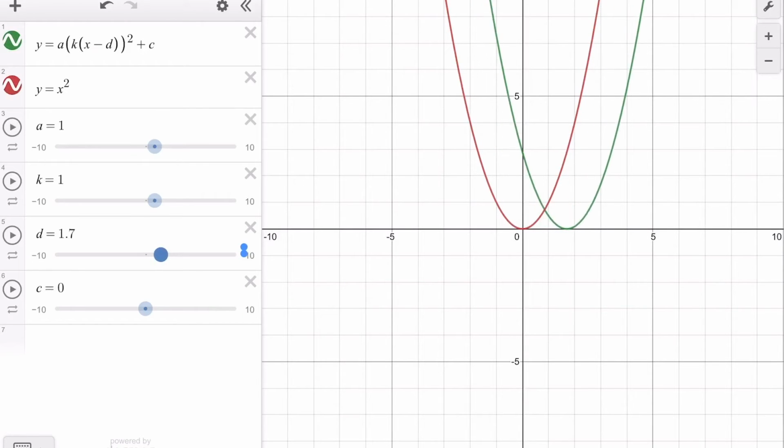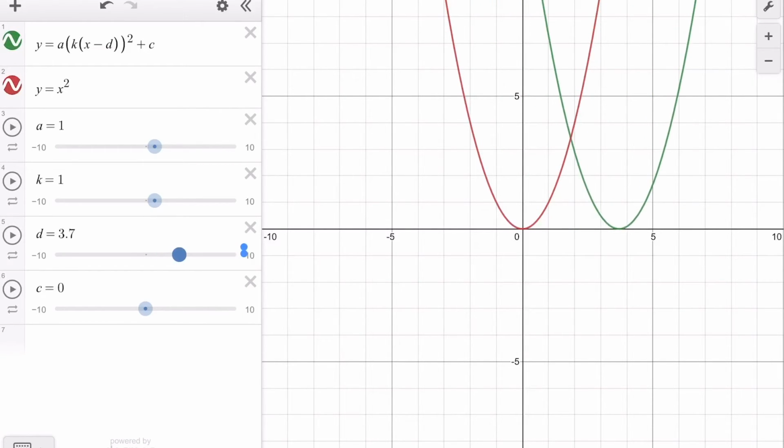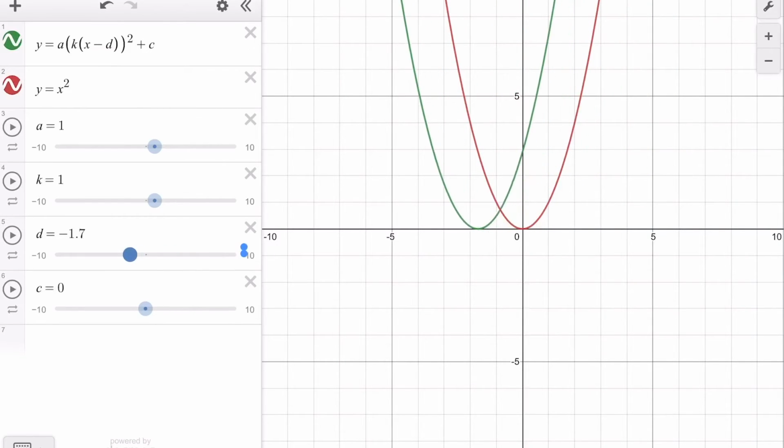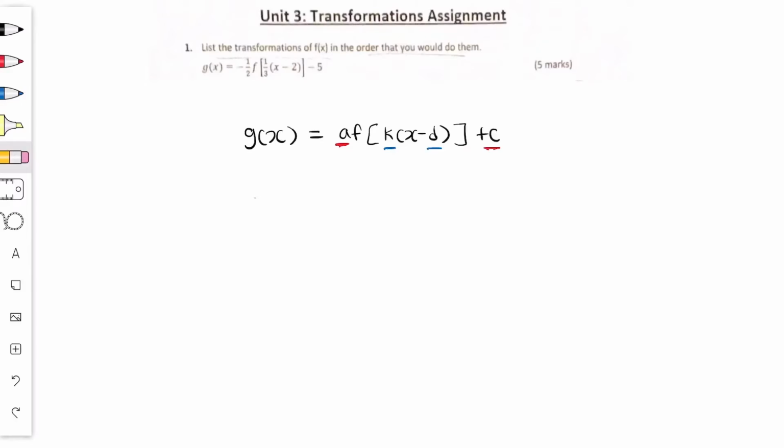And now let's look at value d. When the d value is positive, the graph is shifted right, and when the d value is negative, the graph is shifted left. So we will now list the transformations.